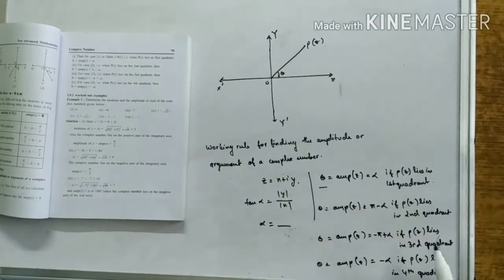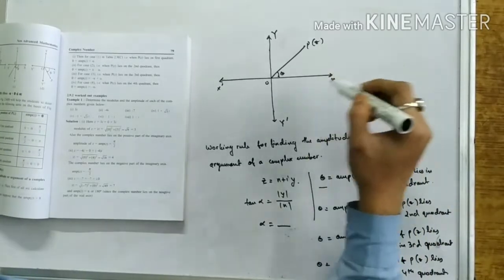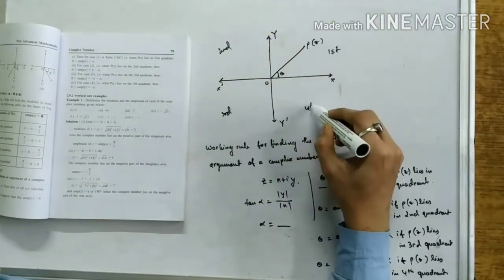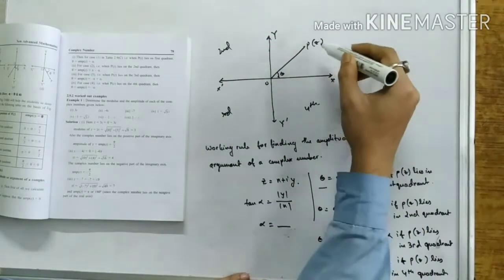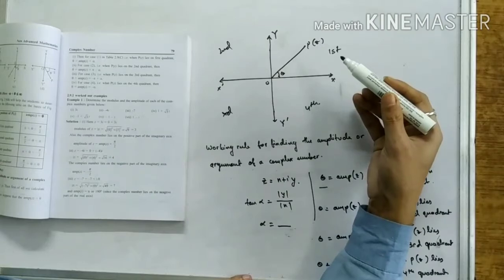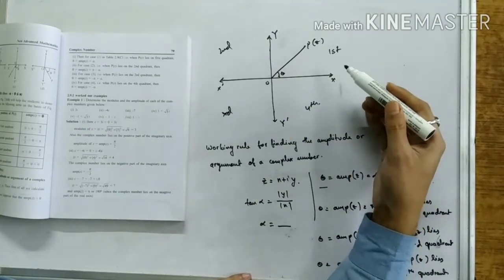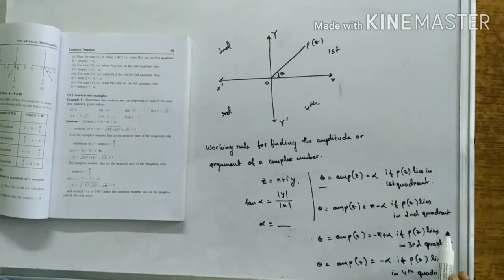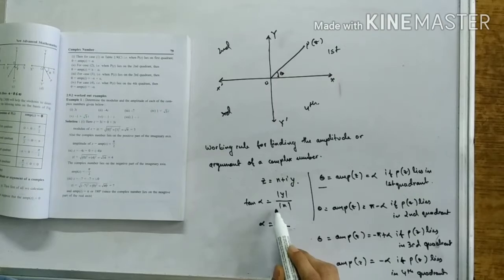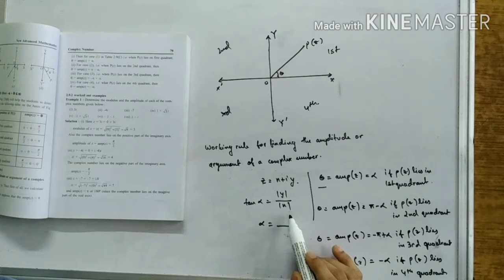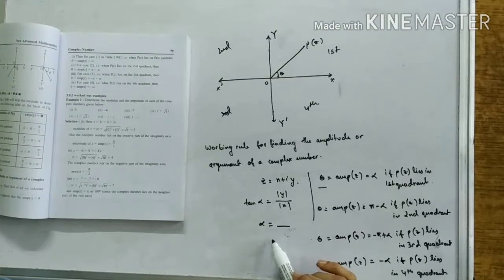That is how we will calculate the theta. We know that this is the first quadrant, this is the second quadrant, this is the third quadrant, and this is the fourth quadrant. Now we have already discussed that a complex number can be expressed as a point on the complex plane. So if the point lies in the first quadrant, then theta equals alpha. And how will I calculate alpha? Tan alpha equals modulus y by modulus x. From there I will get the value of alpha.